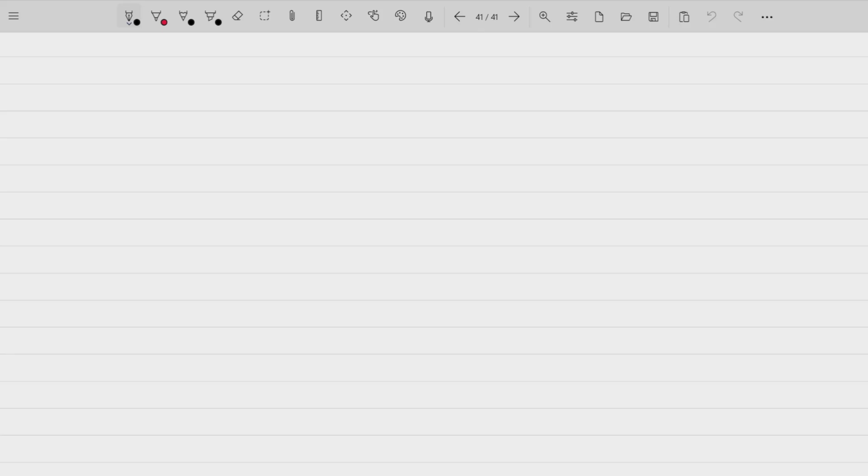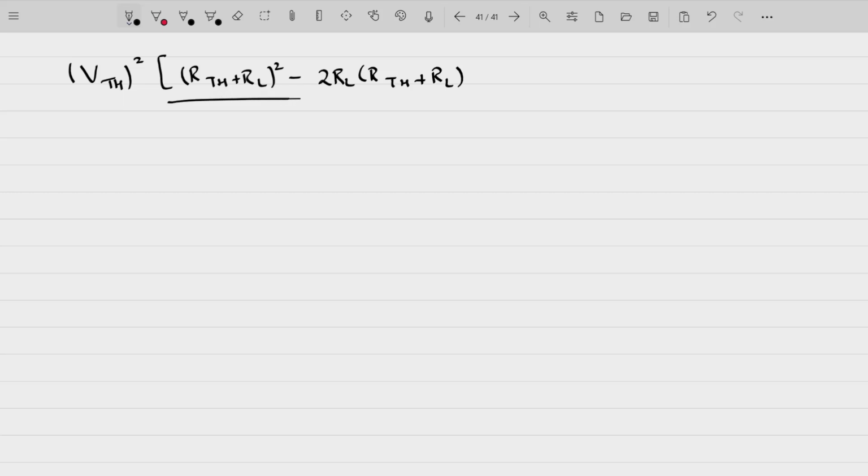VTH square, RTH plus RL square minus 2RL, divided by RTH plus RL raised to the power 4, equal to 0. Okay, so RTH plus RL raised to the power 4, this also becomes 0, VTH.